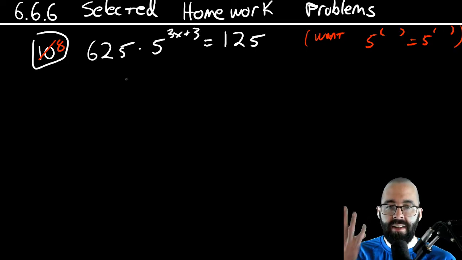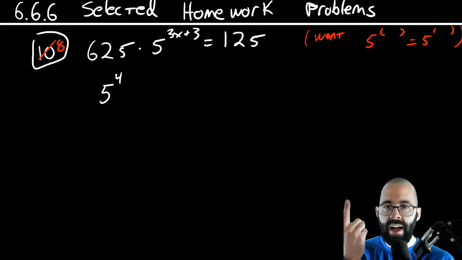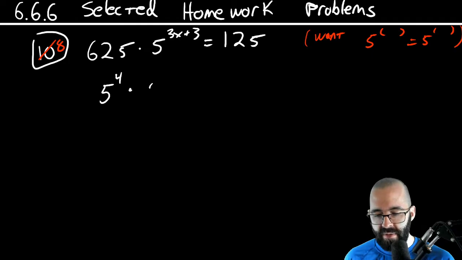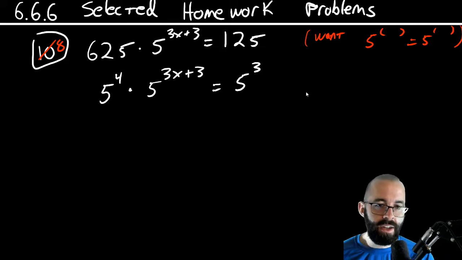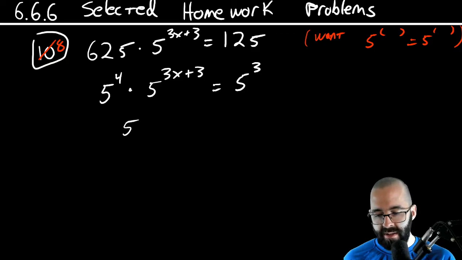625, that is 5 to the 4th power, I think. 5, 25, 125, 625. Times 5 to the 3x plus 3. And again, 125 is 5 cubed. You can check these with a calculator and make some guesses. On the left, we just add those exponents together. This becomes 3x plus 7 when we add these exponents together.